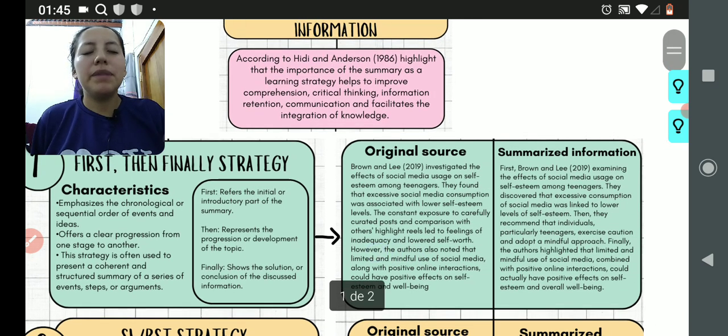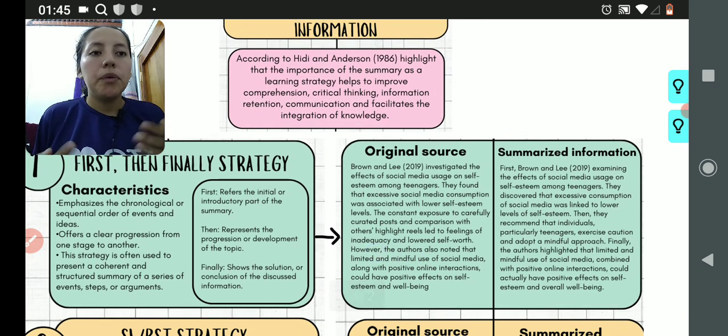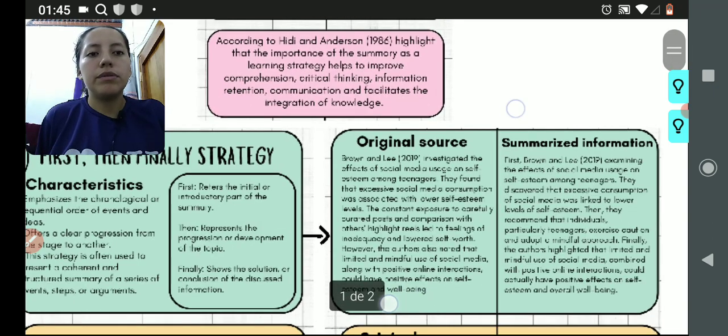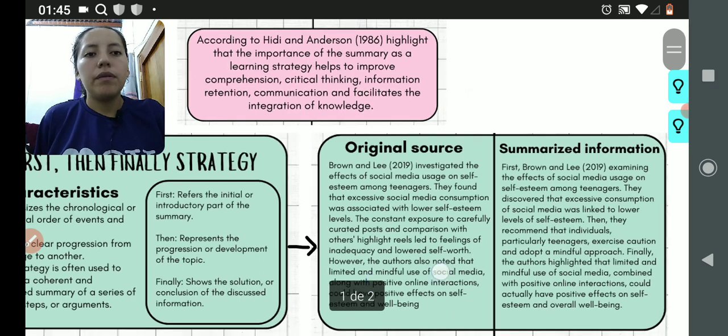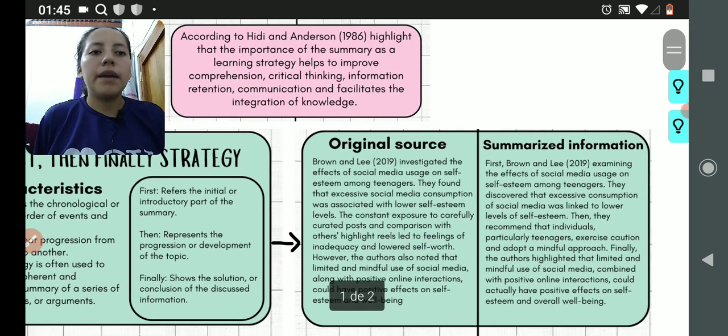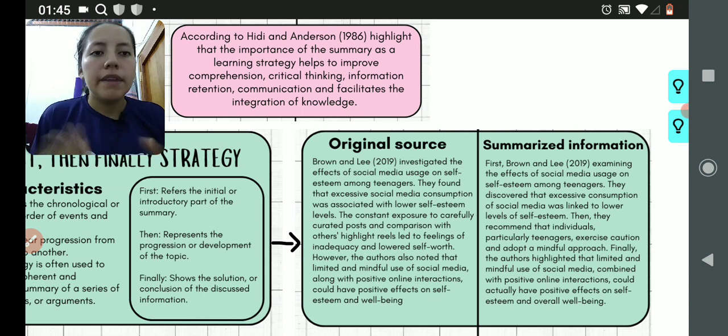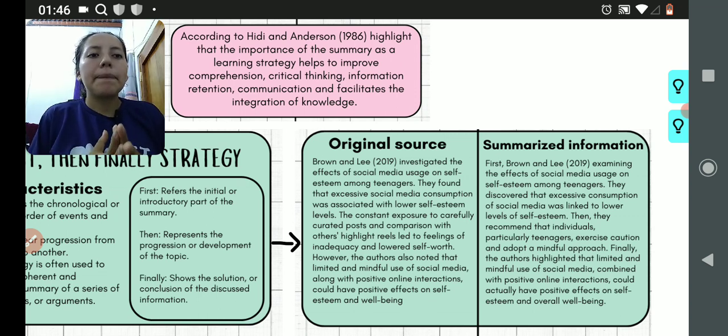I will explain this kind of strategy with an example. This is the original source. If you notice, the original source is about the effects of social media on self-esteem among teenagers. The summarized information is important to identify the first, then, and finally.